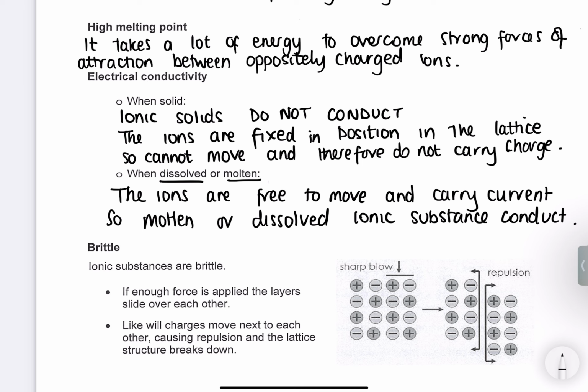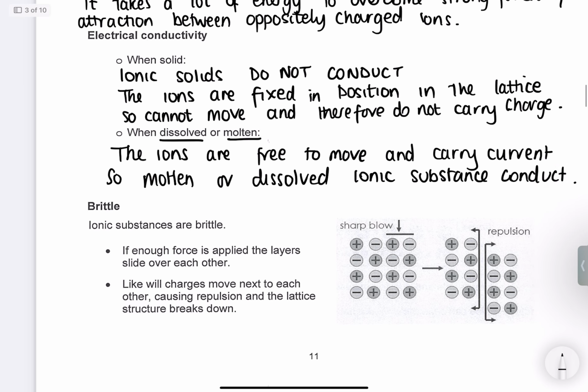What about if I were to hit my ionic solid with a hammer? What happens, if you can see from this diagram, is if I hit it here with a hammer, I push down this positive ion and it becomes in line with this other positive ion, and then those two are pushed apart by repulsive forces because like charges repel. So the like charges will move next to each other and cause the lattice structure to fly apart. So ionic substances are brittle.